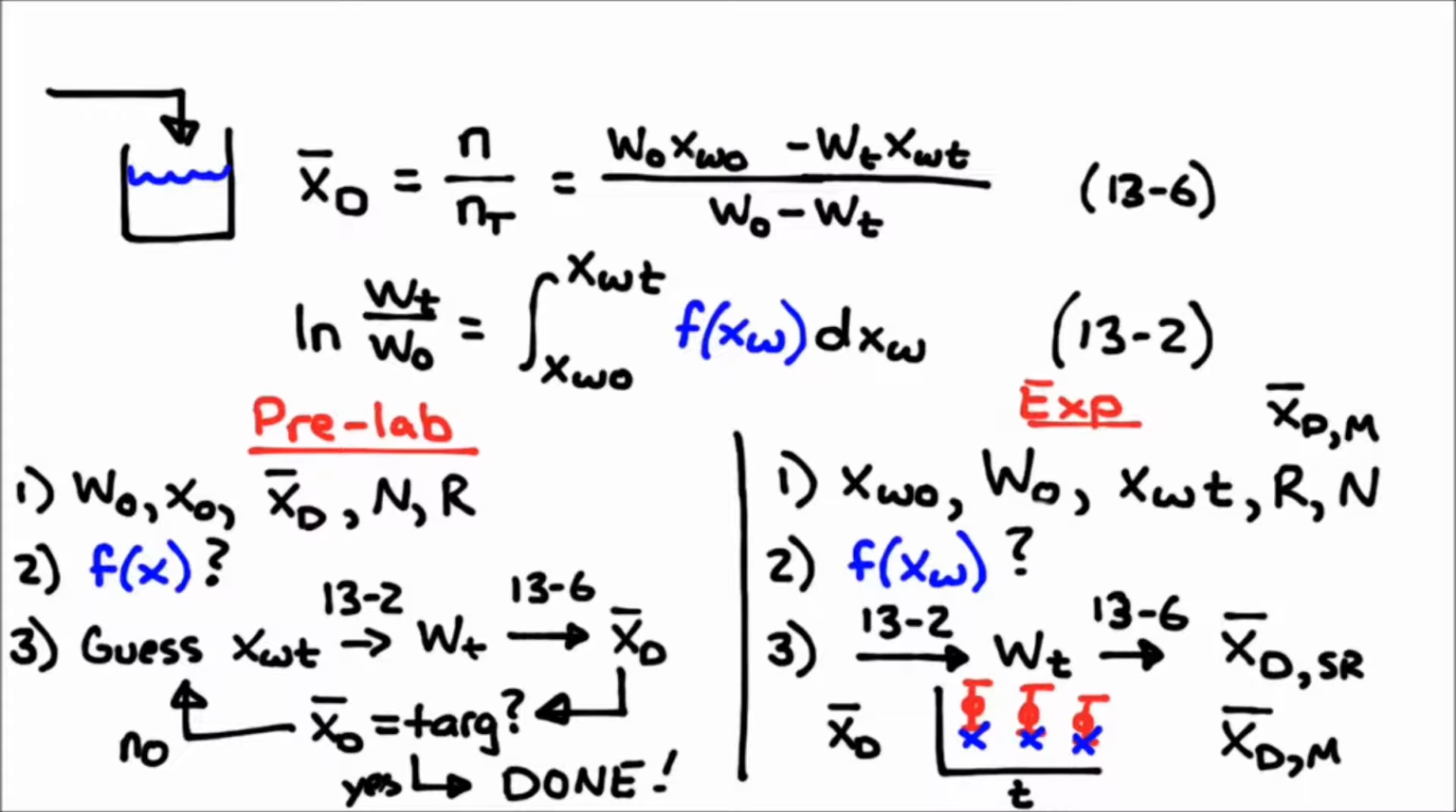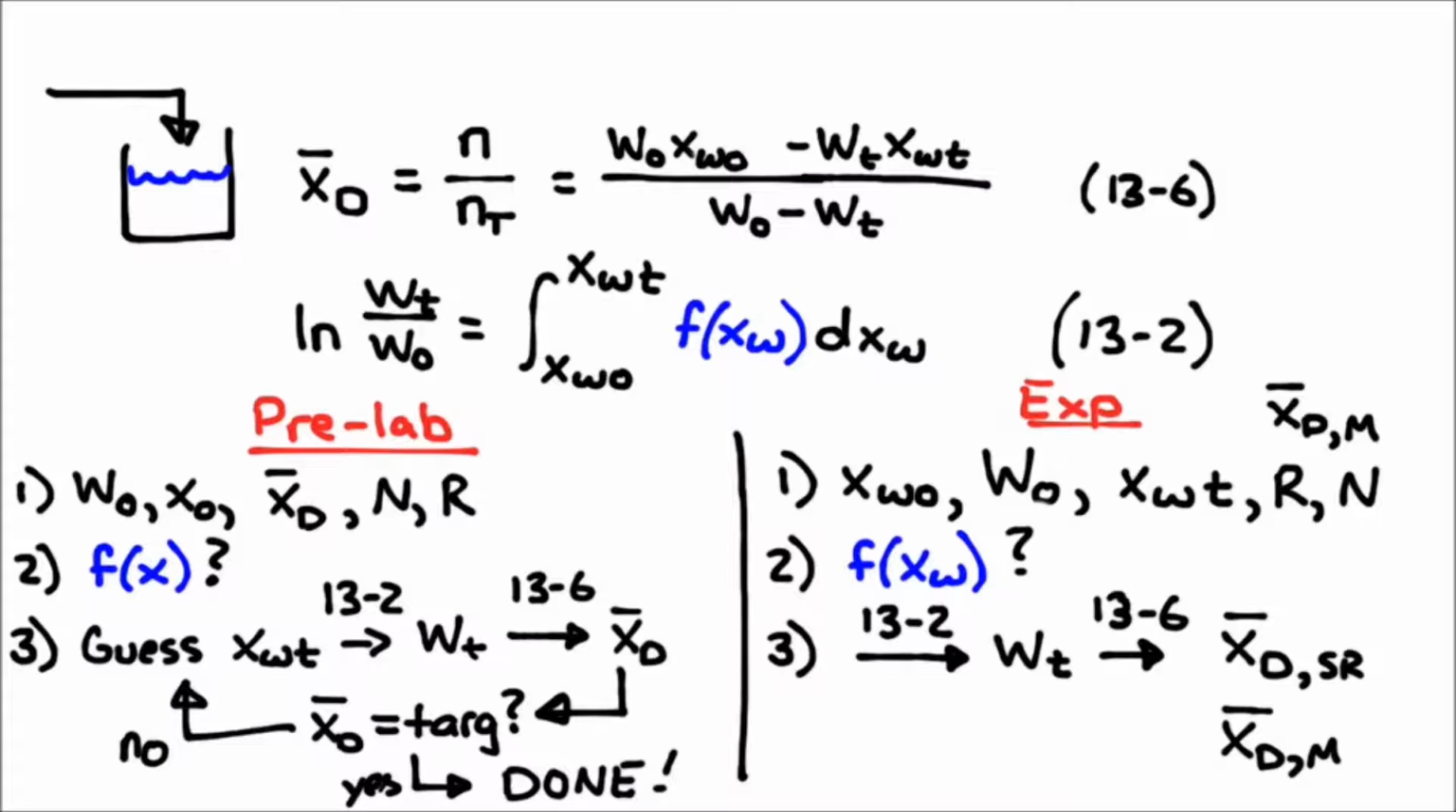But at any rate, you can see here that step 3, which was somewhat more complicated for the prelab because it involved an iteration, does not require an iteration for your experimental data. Given what you're given in step 1, so you're going to measure x_w0, W_0, x_wt, all of which have to do with the pot concentrations. Obviously, you'll set the reflux to something. You'll know the number of stages. The only other thing you need to measure is the average distillate composition at whatever time you choose.